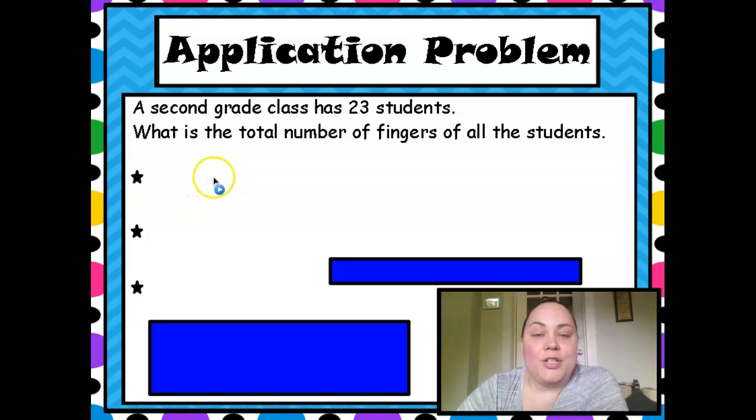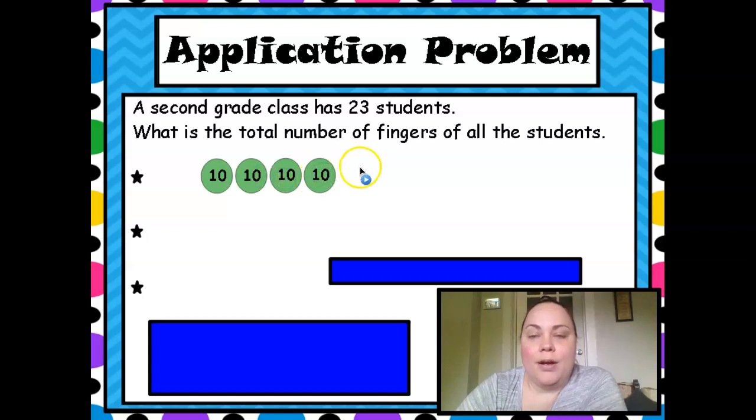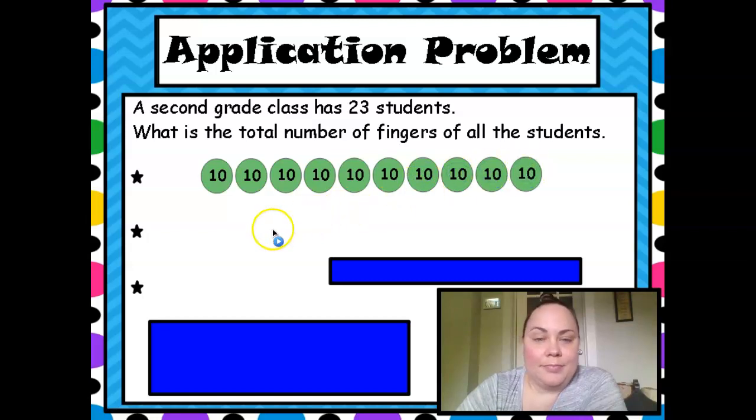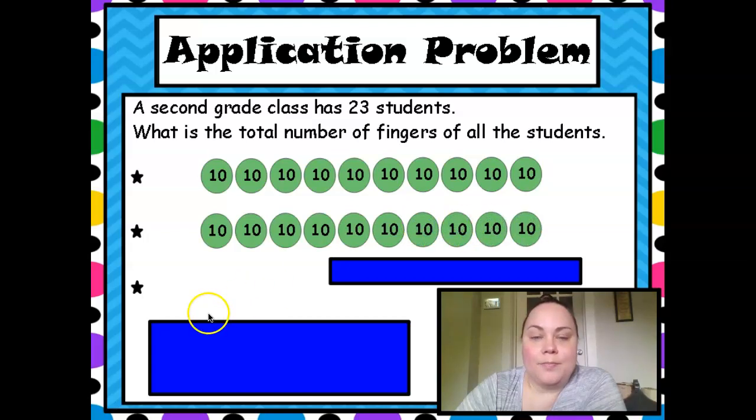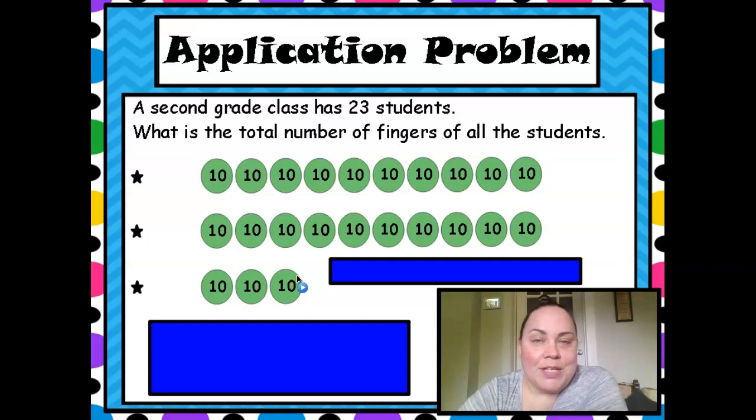So let's count out our 23 students. 1, 2, 3, 4, 5, 6, 7, 8, 9, 10, 11, 12, 13, 14, 15, 16, 17, 18, 19, 20, 21, 22, 23. There are our 23 students.